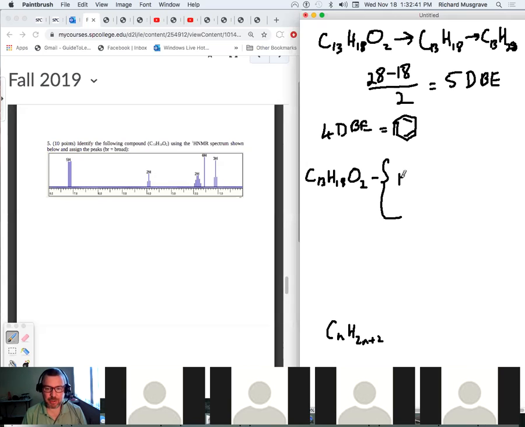So the 5H in the aromatic region is going to be, I'm just going to draw this as a circle here, and you can do that for an aromatic ring. It's going to be an aromatic ring with 5 hydrogens on it. And yes, Julie, it does have to be a 6-membered ring. So that's what we're seeing over here.